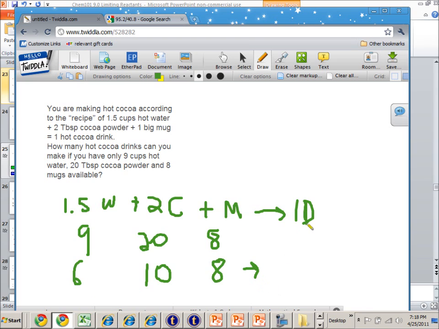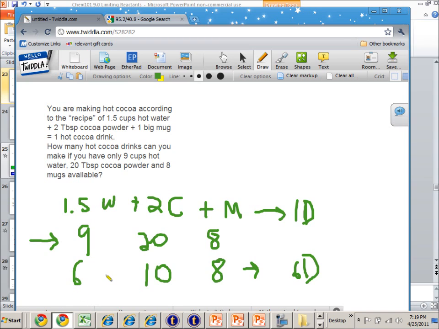So 1 drink, so it's going to end up being 6 drinks. So you can make 6 drinks based on this, right? Because you have enough water to make 6 drinks, and everything else you have more than enough to make 6, so you're good. 6 drinks. Notice that in terms of numbers, we had more water than we had mugs, but the mugs were not the limiting factor here. The water was. Does that make sense?